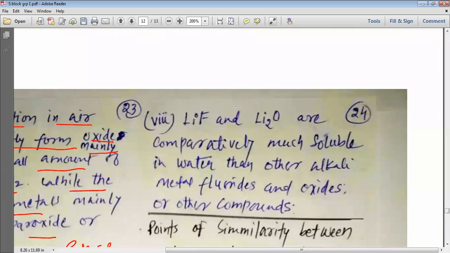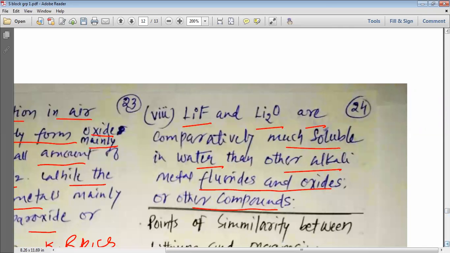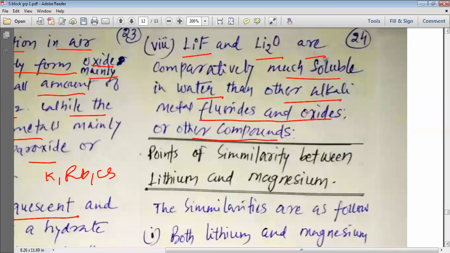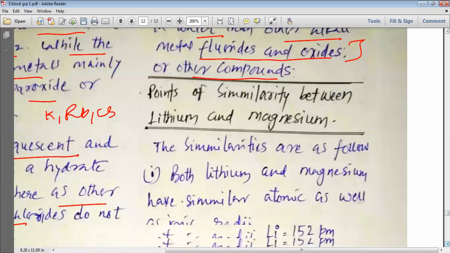Sorry, dear students. Let's move forward. Lithium fluoride and lithium oxide are comparatively much more soluble in water than other alkali metal fluorides and oxides. Now, what is the reason? These other metal fluorides and oxides generally have very high lattice enthalpy, and that is why they are comparatively less soluble.